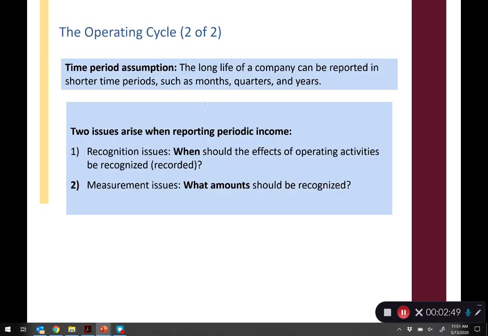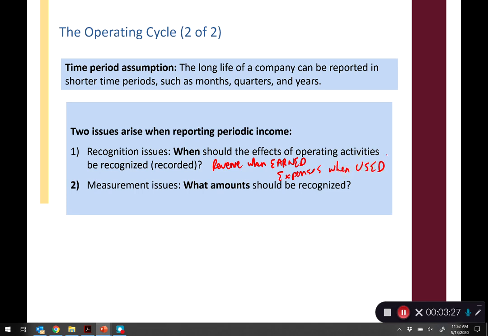The question becomes, during that cycle, when do we record the revenue and the expense? The time period assumption is the long life of a company can be broken up into shorter periods, and then that means that we have some issues. One is a recognition issue, which is when should the effects of operating activities be recognized or recorded? That's the whole concept of revenue being recognized when earned, expenses when used. That's the key.